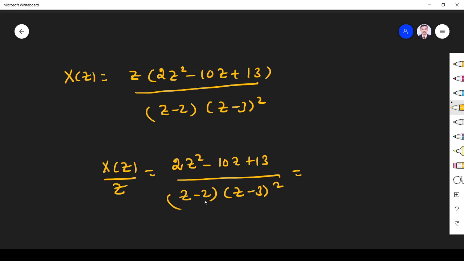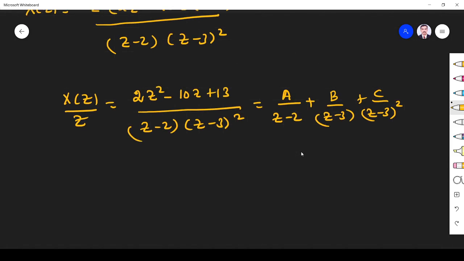Here you see, the first one is a simple factor: A by z minus 2. As usual, I take the partial fraction. Here you see the roots are repeated. Z minus 3 whole square means we have two roots, equal to 3. So in that case we have to write it as B by z minus 3 plus C by z minus 3 whole square. Hope you have studied partial fractions in school days.